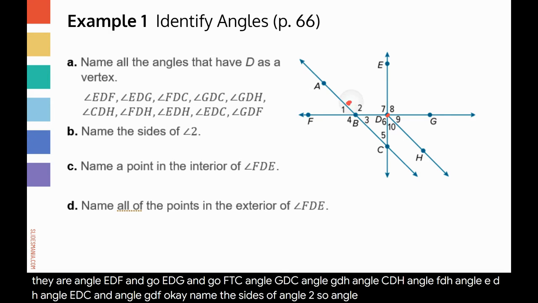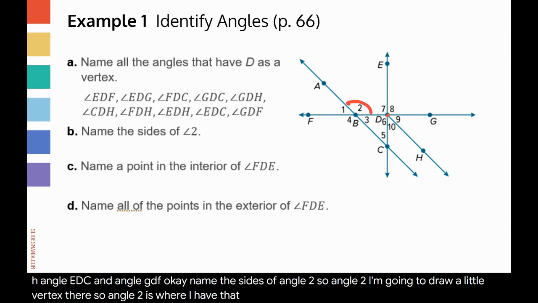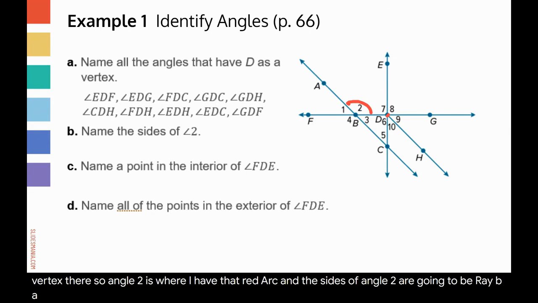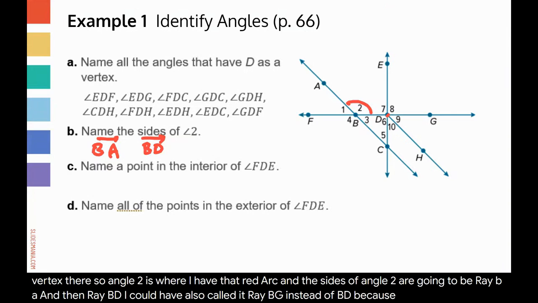Okay, name the sides of angle 2. So angle 2, I'm going to draw a little vertex there. So angle 2 is where I have that red arc. And the sides of angle 2 are going to be ray BA, and then ray BD. Now I could have also called it ray BG instead of BD because G is also on that ray.